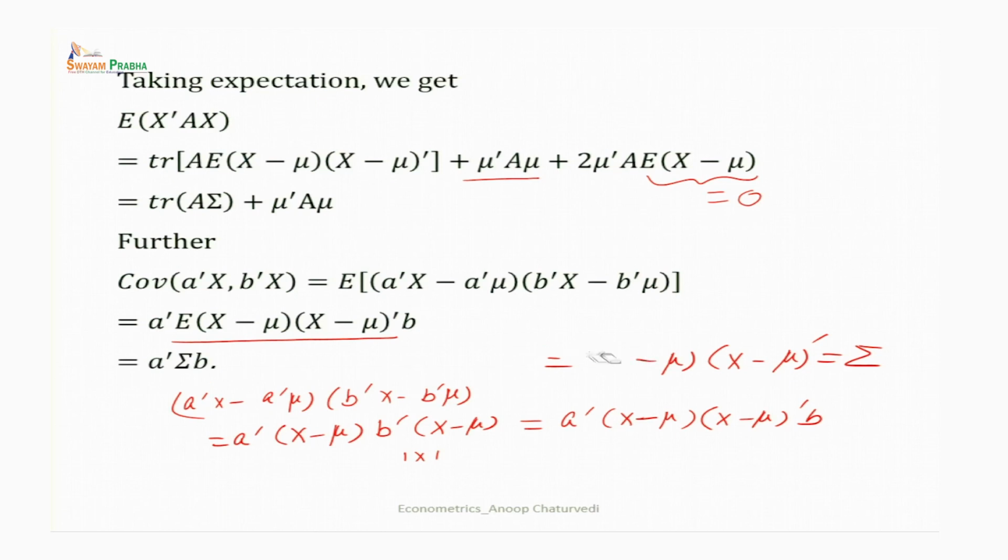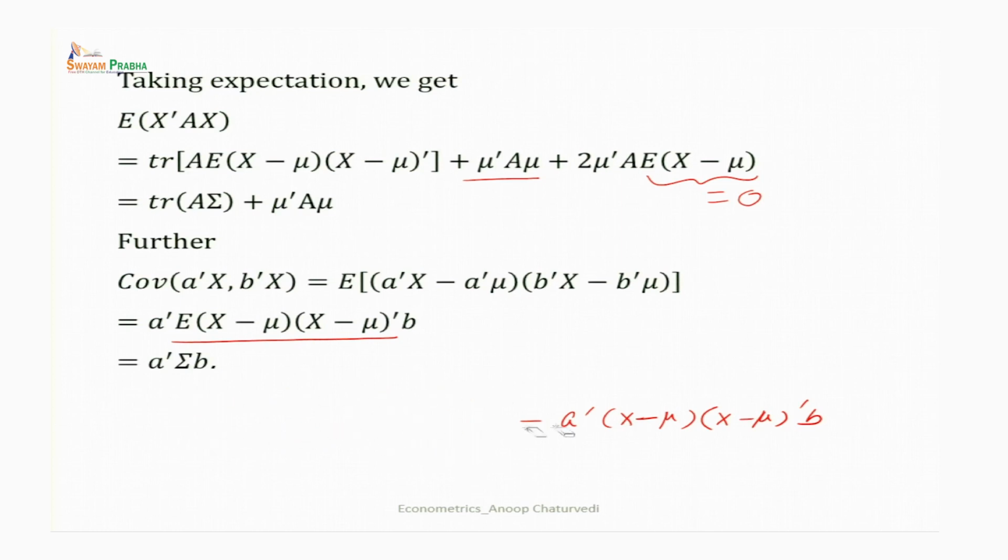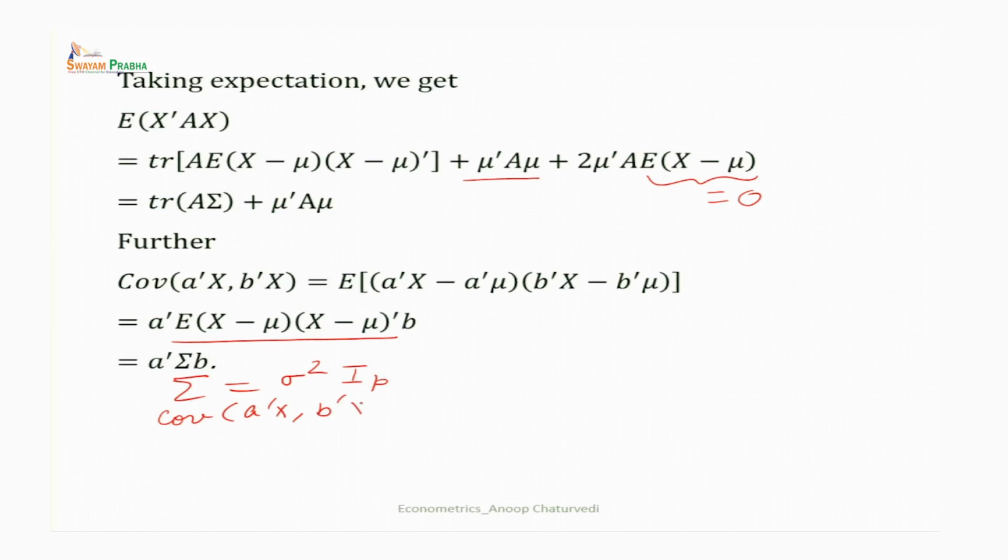Further, you can easily verify that if capital sigma is equal to, say, sigma squared times I_p, so all the diagonal elements of capital sigma are sigma squared and all off-diagonal elements are equal to 0, then covariance between a transpose x and b transpose x is equal to sigma squared a transpose b.